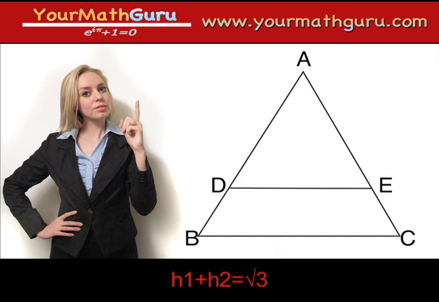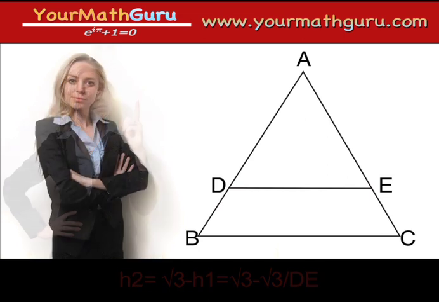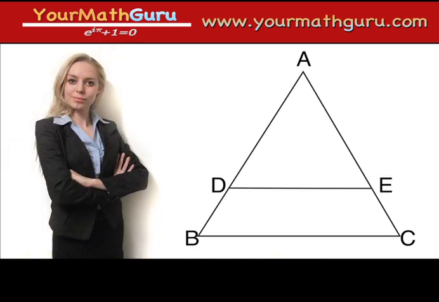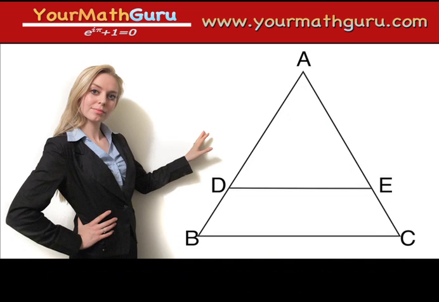Knowing that H1 plus H2 is equal to square root of 3 from the calculation of triangle ABC's height, we also can say that H2 is equal to square root of 3 minus H1, which is square root of 3 minus square root of 3 divided by DE. And now we can substitute in the expression for the area of the trapezoid, A2. A2 is half of (2 plus DE) times H2, which is also equal to half of the large triangle, or half square root of 3.